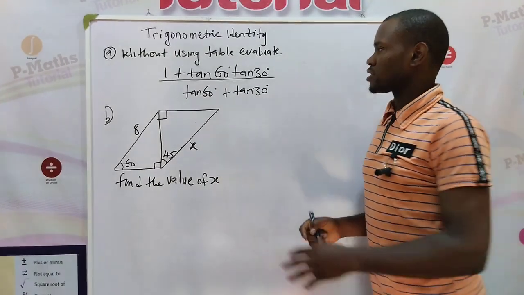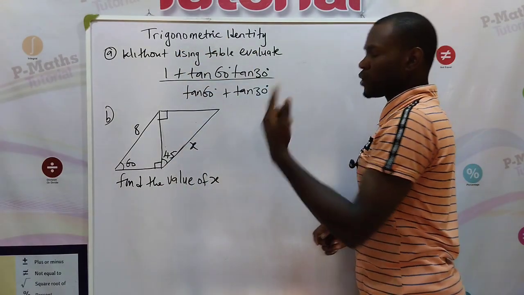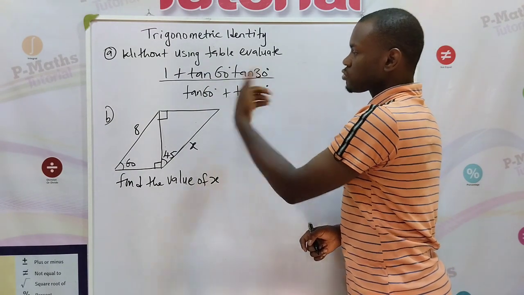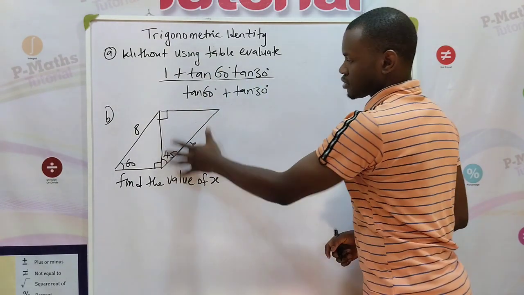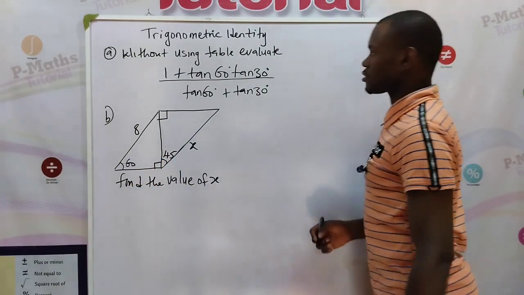And in our lesson today, we are simplifying these problems under trigonometric identity. Two of them. We apply trigonometric identities of tan 60 and tan 30 to simplify this question, as well as the identities of these angles to solve these triangles.